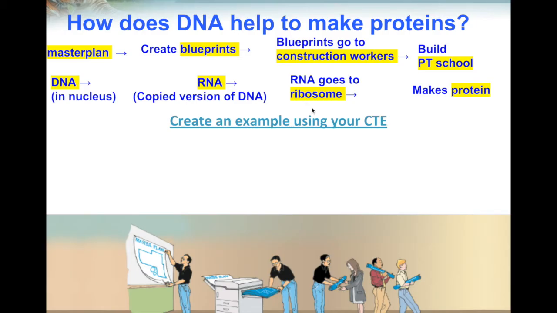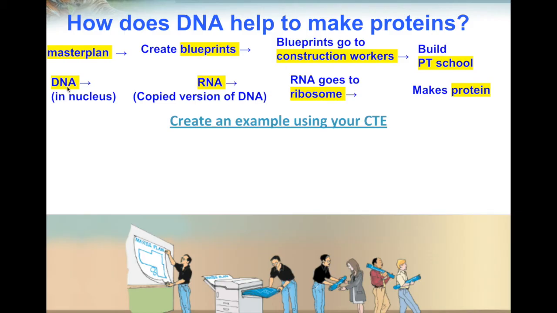Who is that instruction going to go to, which in this case would be the ribosome? And when they read the instructions, what are they going to make? What are they going to build? What are they going to complete? So whether you're in cosmetology or culinary or business or web design, whatever it is, I need you to come up with an analogy for these 4 parts.